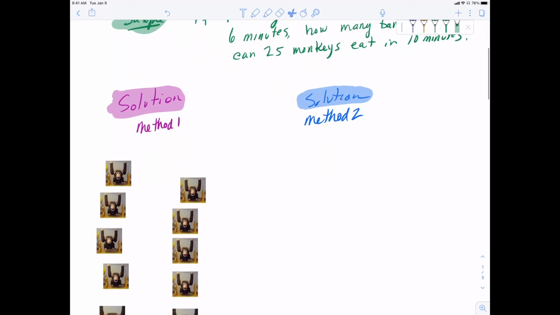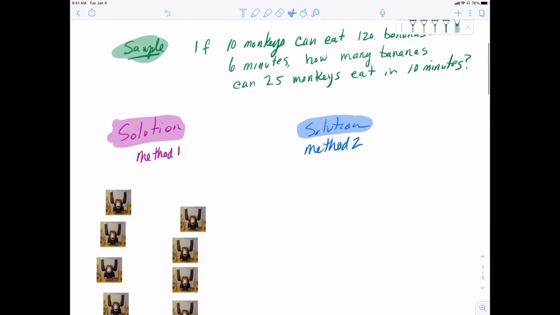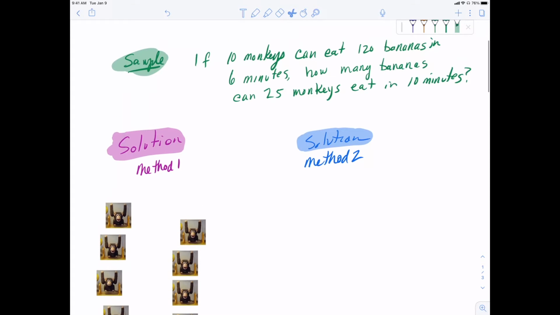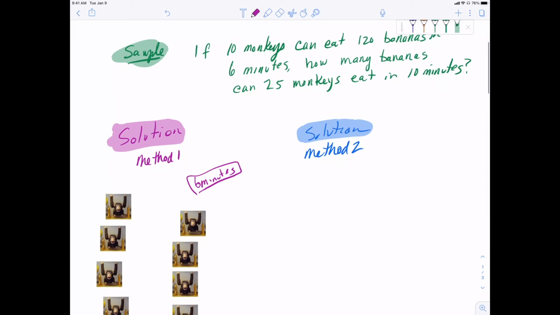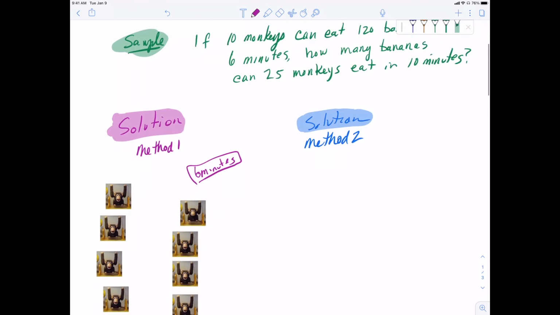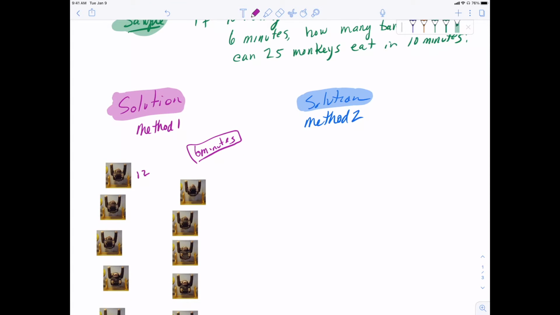So we have these 10 monkeys. If 10 monkeys can eat 120 bananas in 6 minutes, then how much in these 6 minutes of time does each of those monkeys eat? So let's write this down. We're going to start with 6 minutes, and we're going to say each monkey is eating how many bananas? Well, if there's 10 monkeys, each one's eating how many bananas? 12. So each of these monkeys is eating 12 bananas.